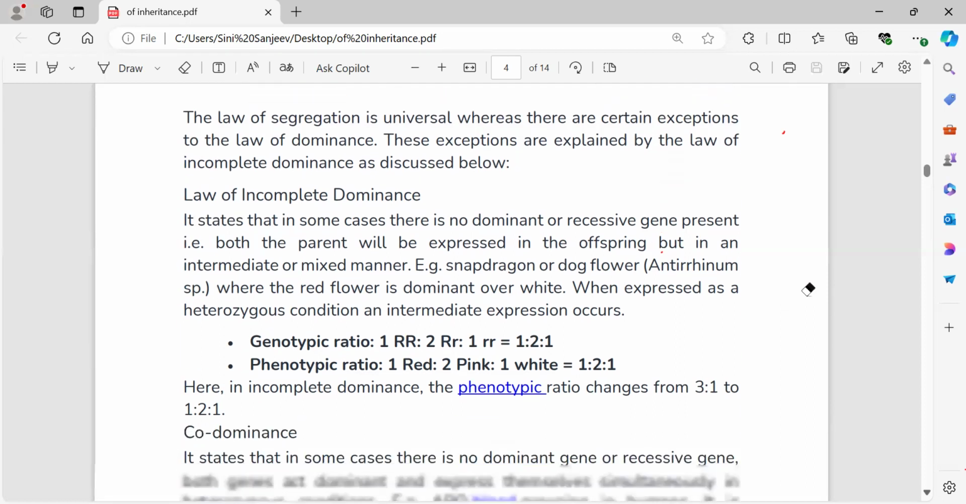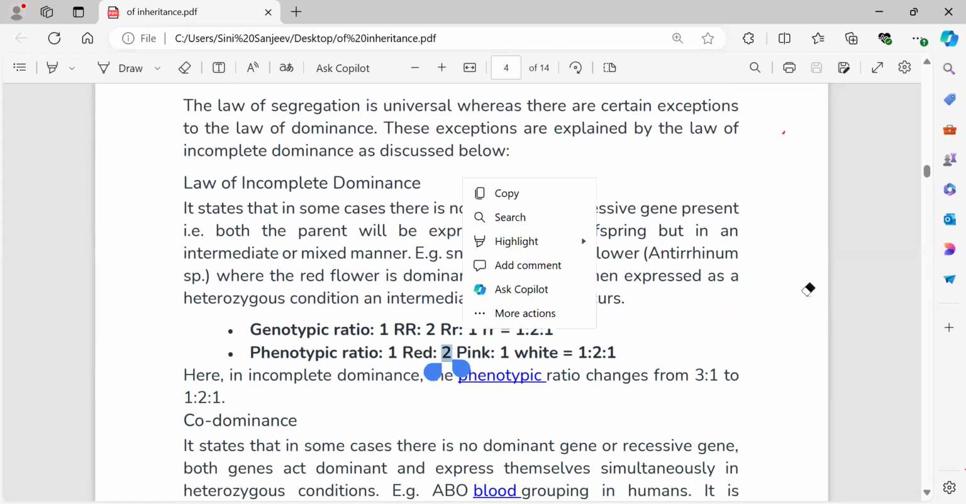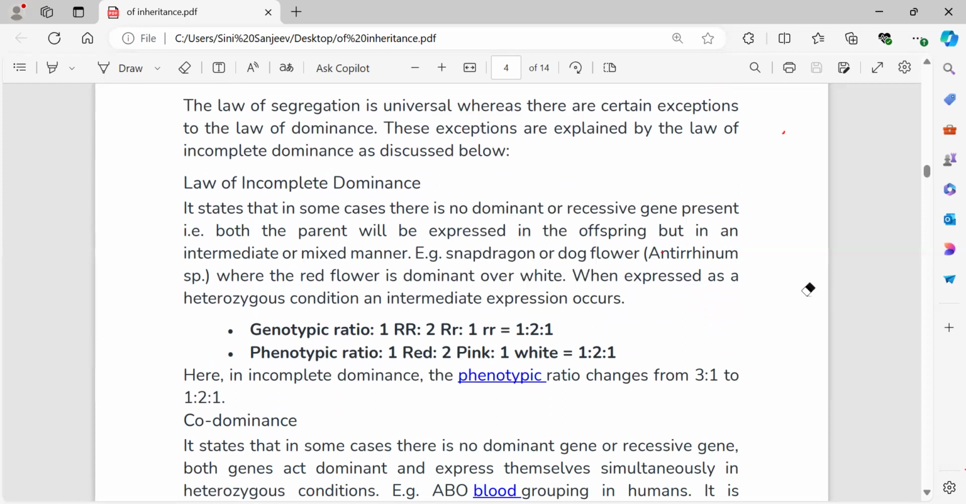So as you can see over here, in the genotypic ratio, that is 1 RR. What they have taken over here is how the seeds appear, whether it's round, wrinkled, red color, white color, those characteristics. Okay, so you have different genotypic as well as phenotypic ratios. So what happens over here is, in incomplete dominance, the phenotypic ratio, which I generally told you is 3:1, changes over here to 1:2:1. Okay, so generally if they ask you what is the phenotypic ratio, then you have to say it's 3:1.